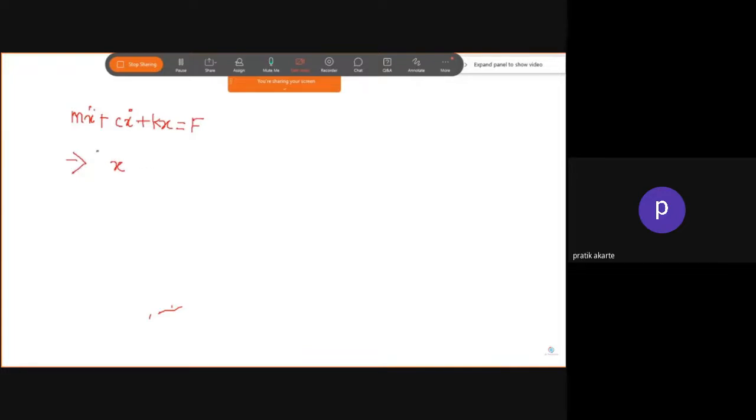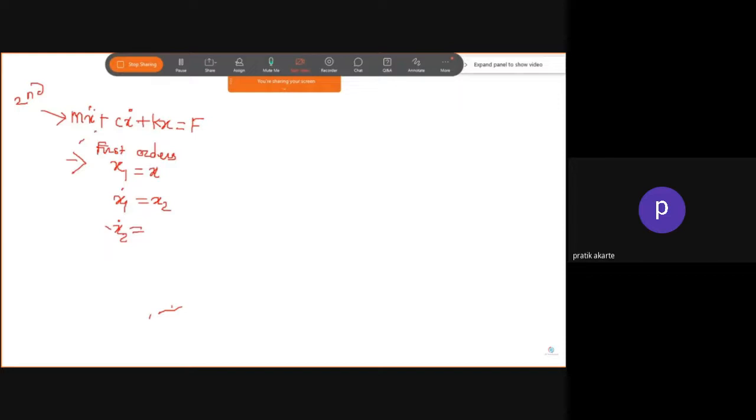I need to go for a first order equation, but this is a second order equation. I need to convert that into first order. For that purpose, I will first assume x1 is equal to x. Then I will take x1 dot and assume it as x2, and then x2 dot, for this equation, I can take as nothing but this acceleration.